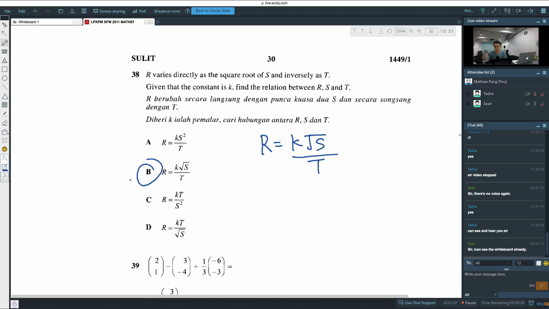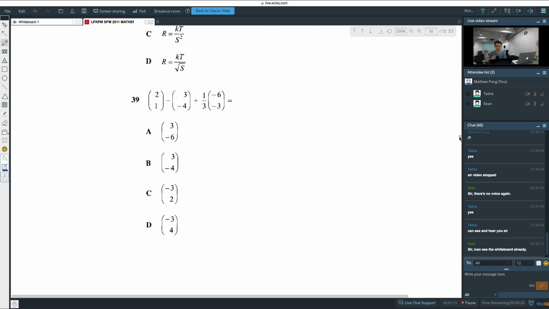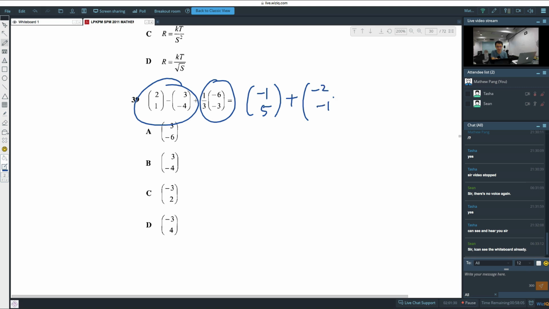It's B. Alright, for 39, this is a matrix question, but it's a simple one. So we solve this one first. 2 minus 3, you get negative 1. 1 minus negative 4, you get 5. Plus the 1 over 3, I will multiply into it, I will get negative 2, negative 1. So minus 1 plus negative 2, you get negative 3. 5 plus negative 1, you get 4. So the answer will be negative 3 and 4. Should be very easy, right?